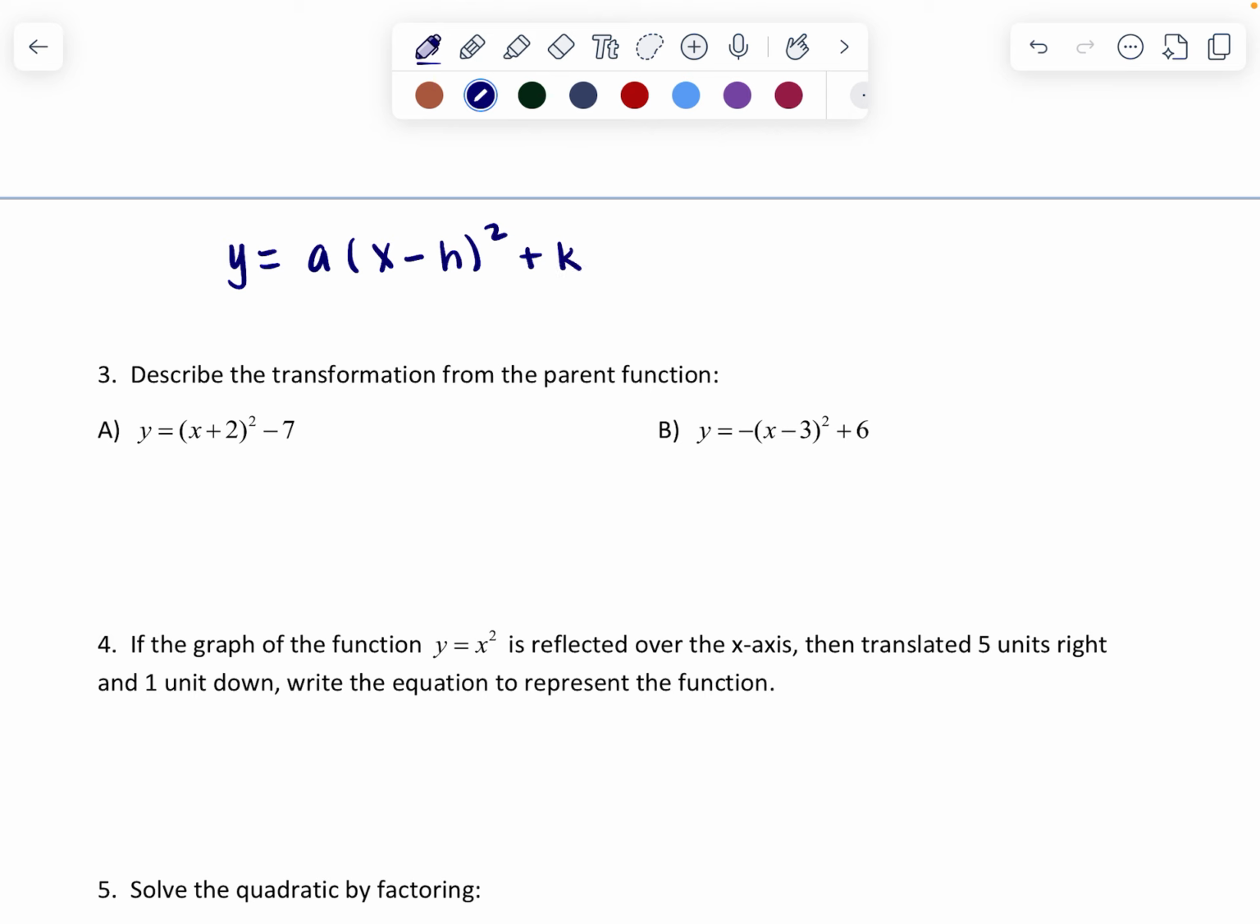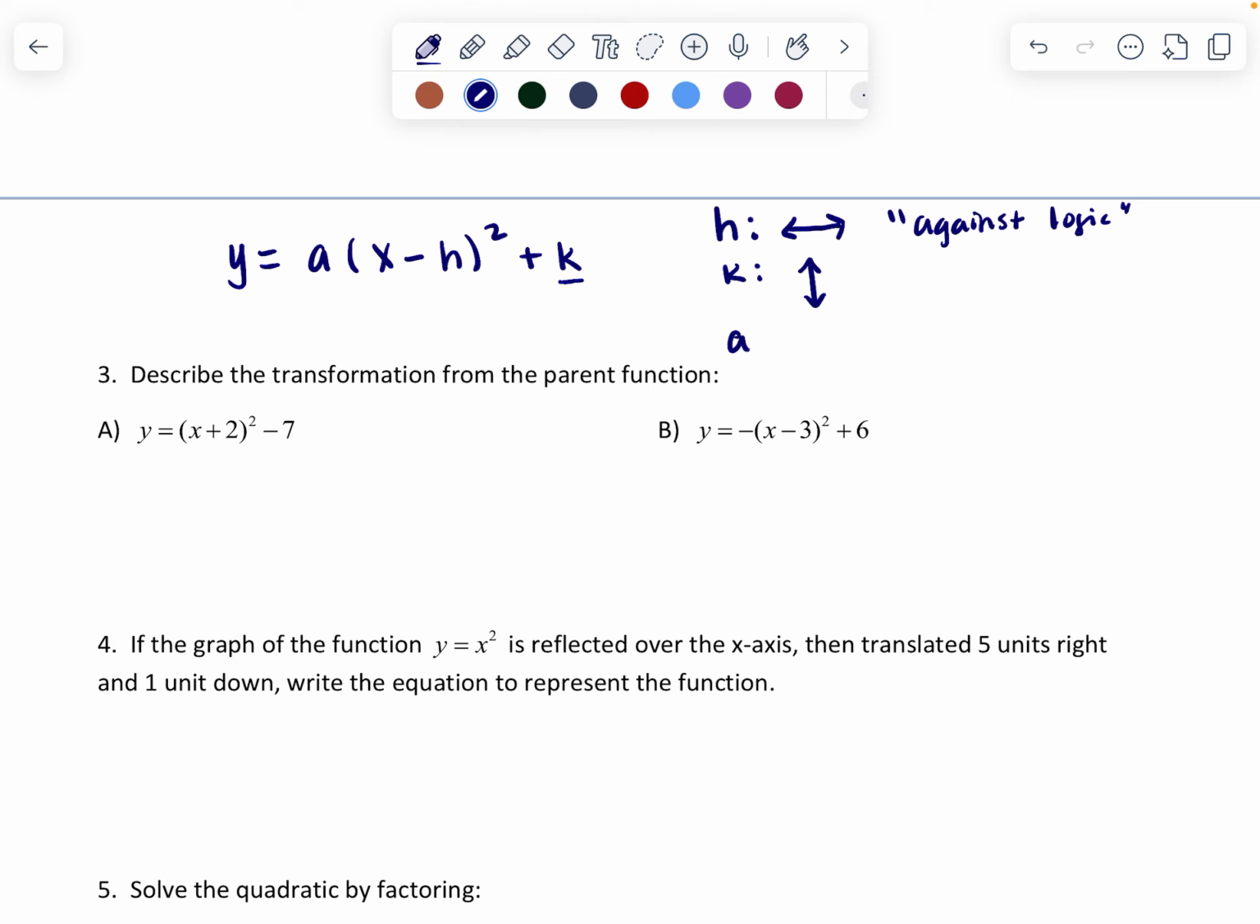I'm going to tell you what all the little transformations are. The h is going to tell you which way you're going to move, right or left. But because it's inside the parenthesis, it's going to go against logic. I will talk about what I mean about that in a second. The k is going to give you your up and down movement, so that's this guy right here. If it says +2, you're going to go up 2. If it says -2, you're going to go down 2.